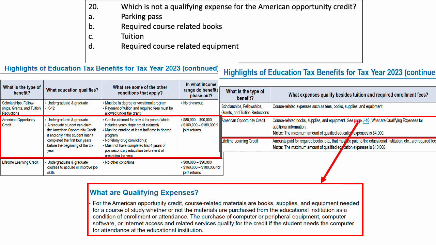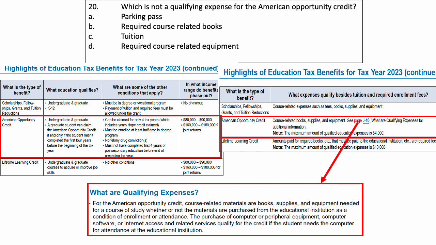So this is one where it says which is not a qualifying expense for the American Opportunity Credit. And I sit there and go, hey, is that the one where you can be a felon, or you can't be a felon, or how many years is it good for? Is it 4 years, 5 years, lifetime? Don't know. Don't memorize. Need to go and look it up. So I did.